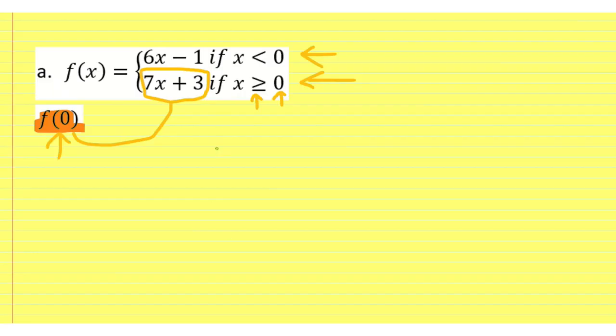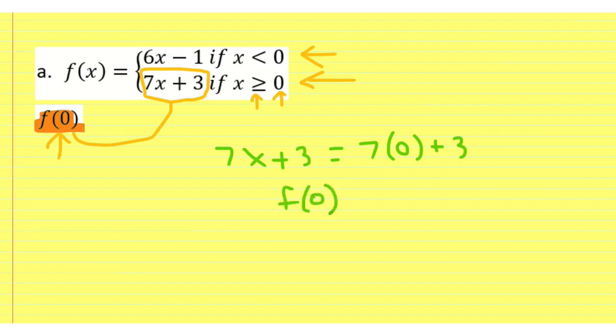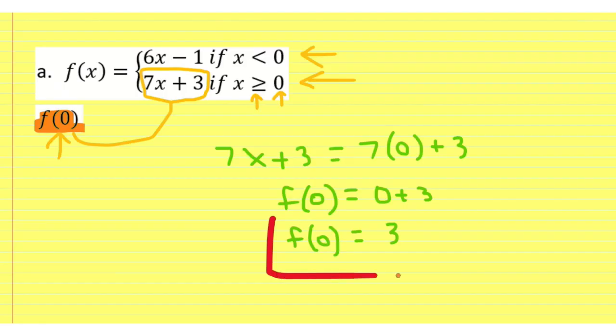So 7x plus 3 is going to be equal to 7 times x, and x is now going to be equal to 0, plus 3. And so that means that our function evaluated for a value of 0 is equal to 0 plus 3, which is going to give us a final answer of just 3. So the function value at 0 is equal to 3.